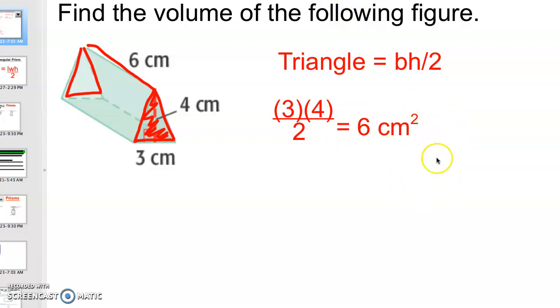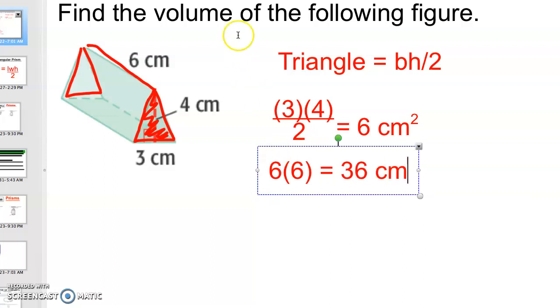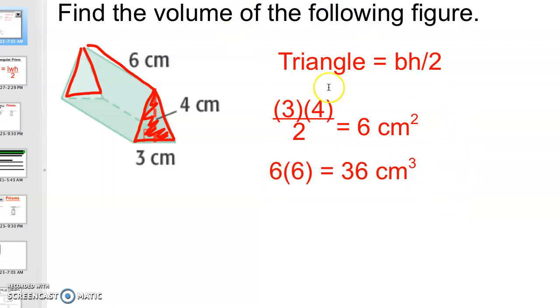Okay, so this is my triangle. Well, then there are 6 layers of that triangle, right? The height of the prism is 6. So the area is 6 times 6. So that's 36 centimeters, and we know that volume is units cubed. So my answer, it's pretty simple, is 36 centimeters cubed. So this here is my whole answer, right? 36 centimeters cubed. All right, well, we're gonna shorten it a little bit.